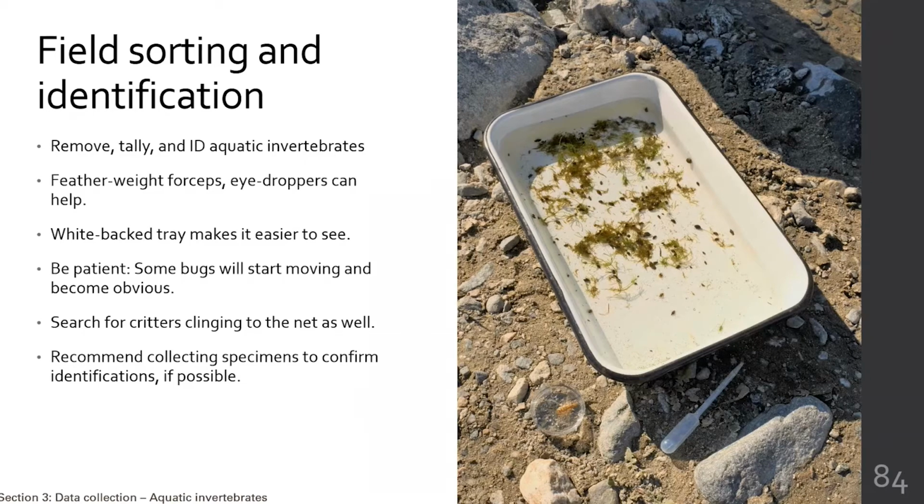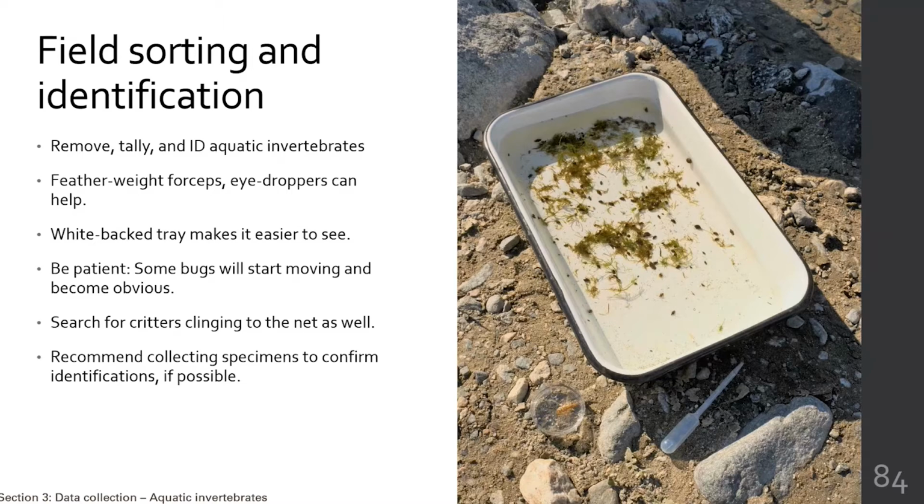If you're doing field sorting and identification, you want to remove, tally, and identify every aquatic organism that you find. We recommend using white-backed sorting trays like the one pictured here, and featherweight forceps or eyedroppers, like the eyedropper in the photograph. These can be really helpful for removing them from the tray as you count them. You can put them in a petri dish like we show there.